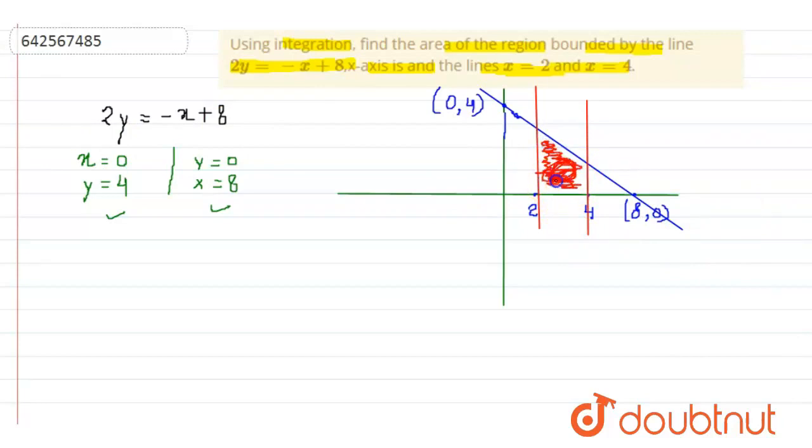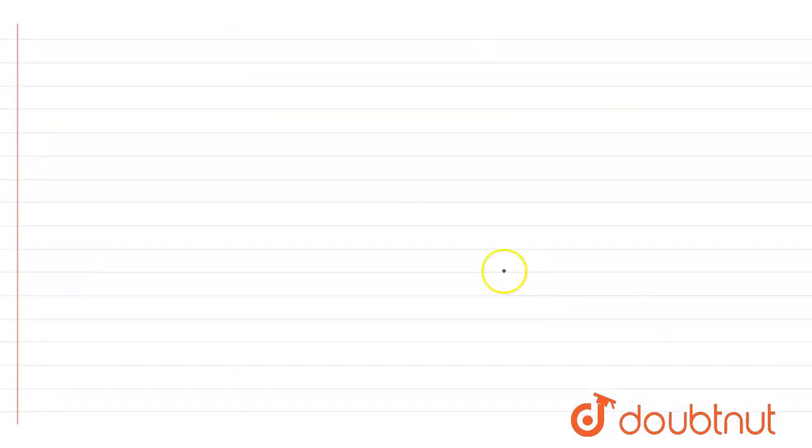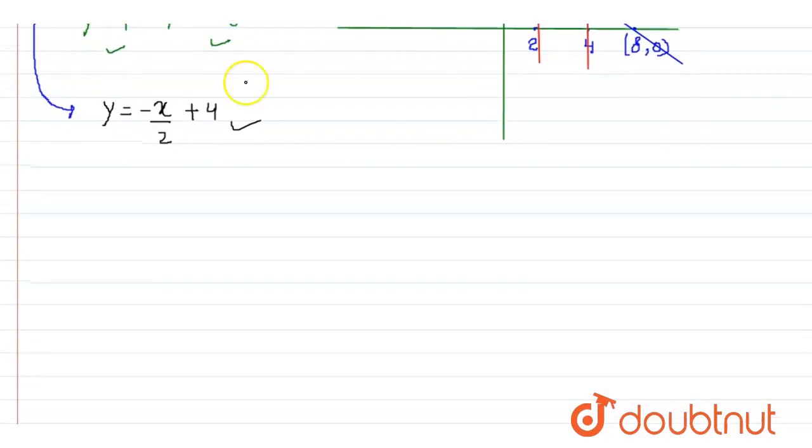So for finding that, we will subtract upper minus lower. First we have to find the value of y from here. The value of y is going to be minus x over 2 plus 4, right? So this will be the value of y. Now we will do the integration from lower to upper. Let me just write it down. Here we will do the integration to find the area.